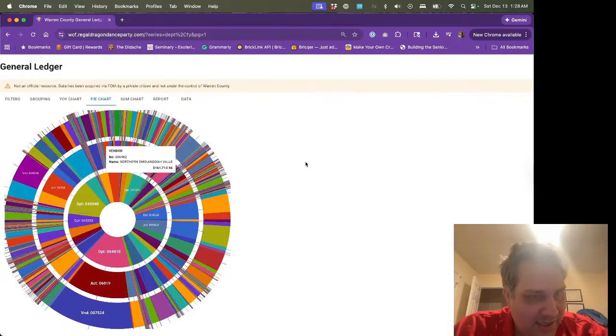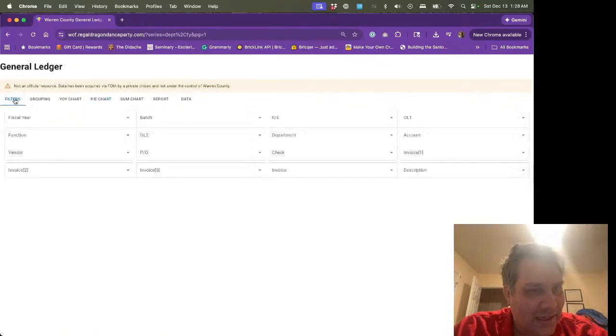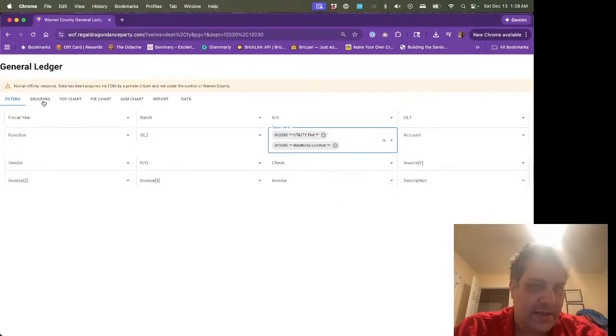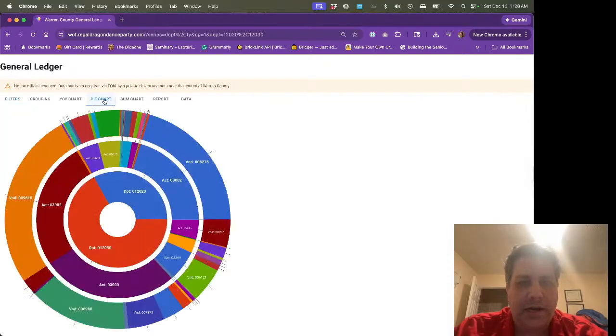Oh, let me limit some of this. Let's just say I want to see business licenses and utility tax. How about that? Let's go back to our pie chart. So now we see 2 departments here. We have our business license, and we have our utility tax.